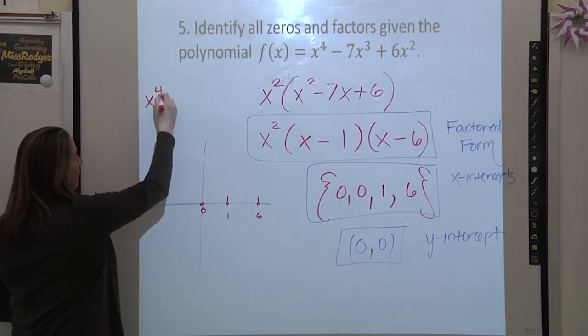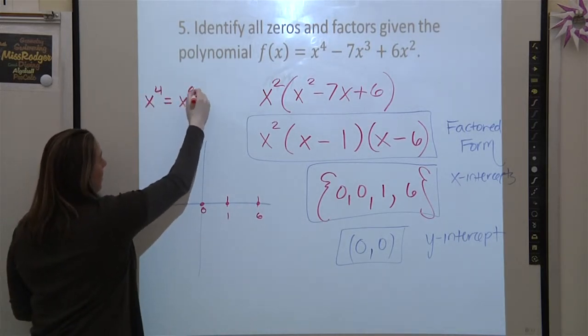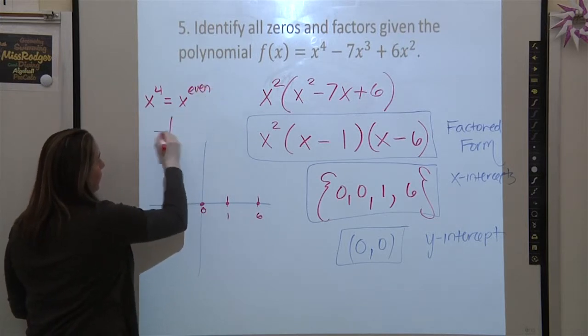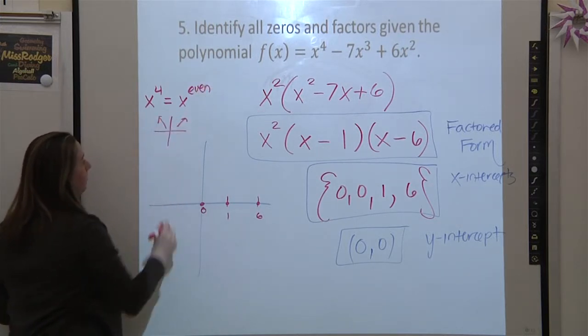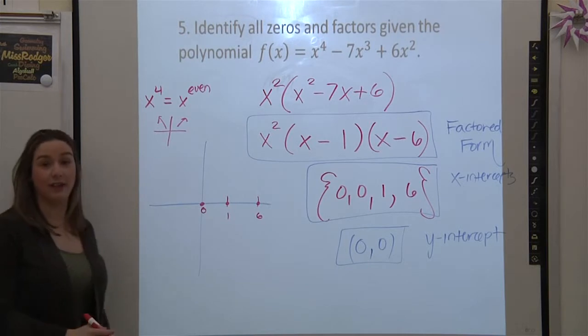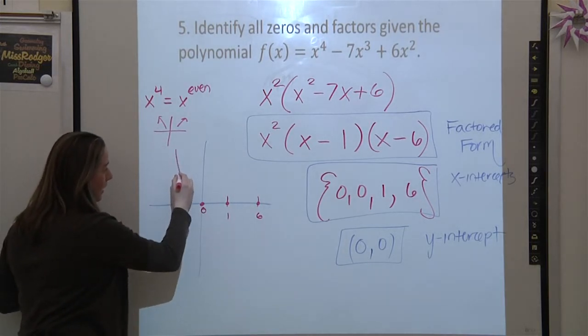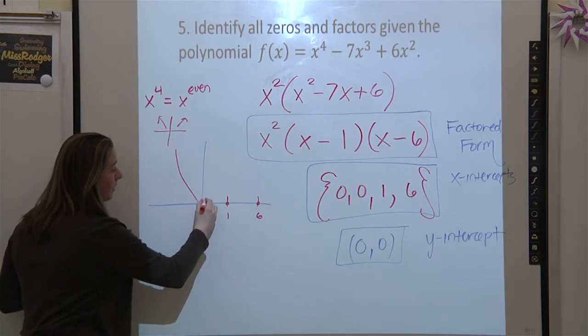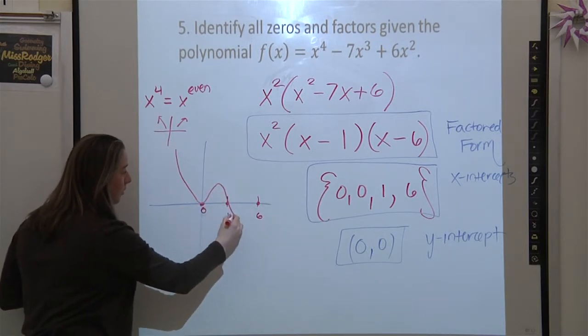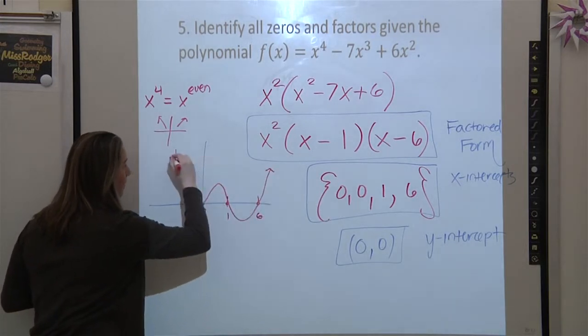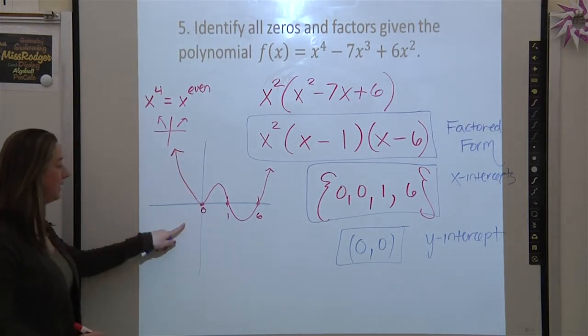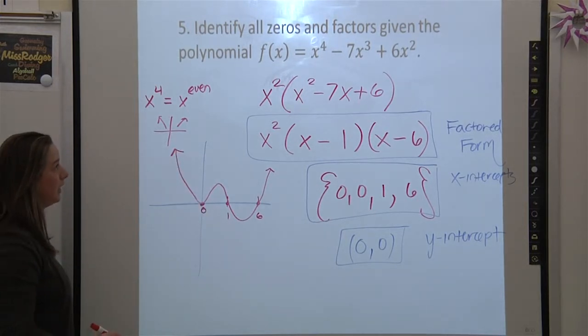If I think about x to the 4th, this is like thinking about x to the even power. So it's going to be up and up. Rises on the left side, rises on the right side. So I'm going to start down here. I'm going to touch at 0, come back down, cross at 1, and cross at 6. So this is basically what my polynomial is going to look like.